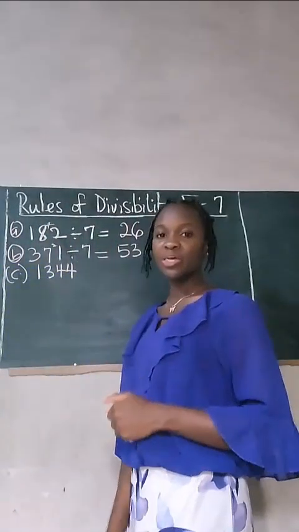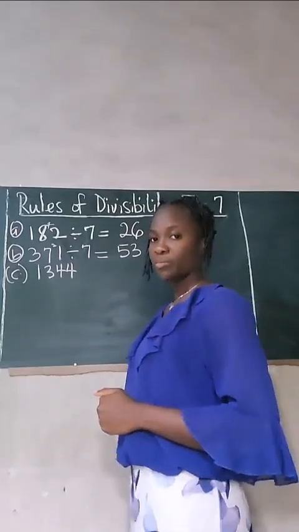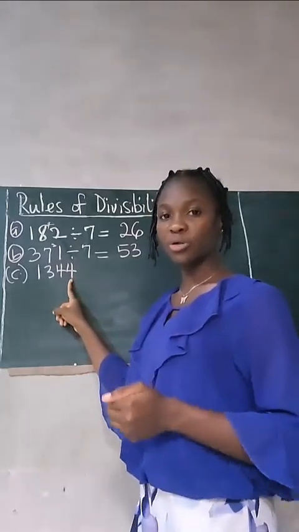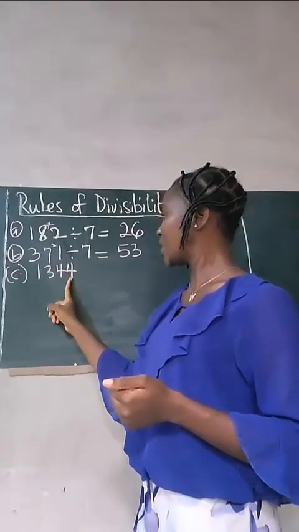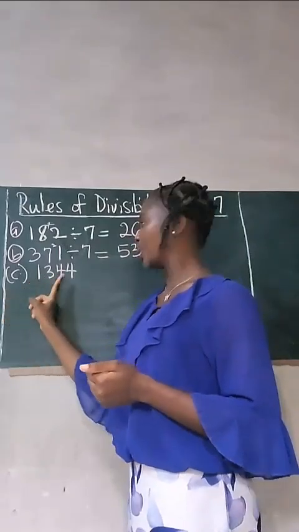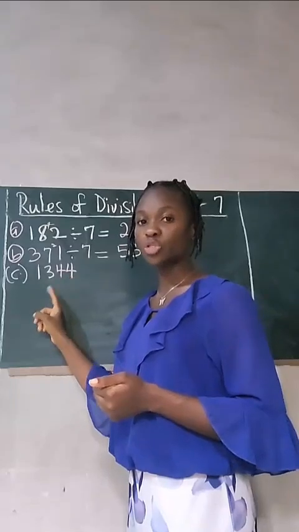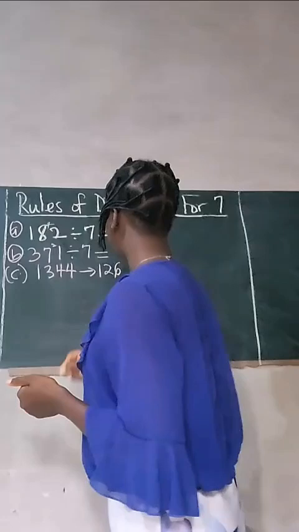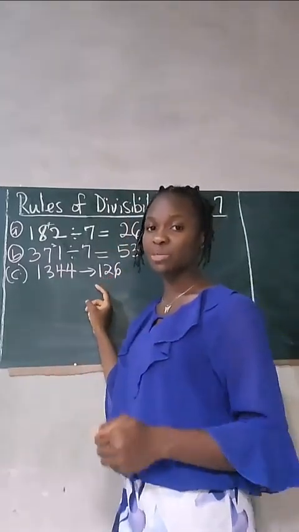Now let's see if 1344 is divisible by 7. Now the last digit here is 4. So let's double 4. 4 times 2 is what? 8. Subtract 8 from 134, which is the remaining digits when we have removed 4. So 134 minus 8 is what? 126. Now we would have to check if 126 is divisible by 7.